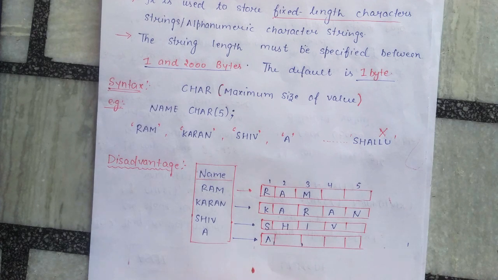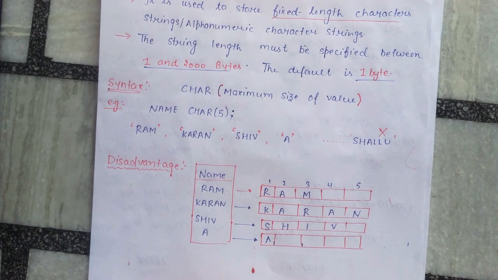So character data types are restricted only to those values where we are sure about the length of the values that we are going to enter in that column. For example, a gender column, where we know we are going to enter either M for male or F for female.